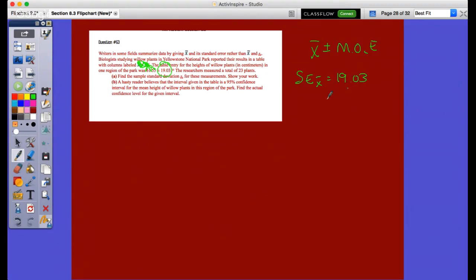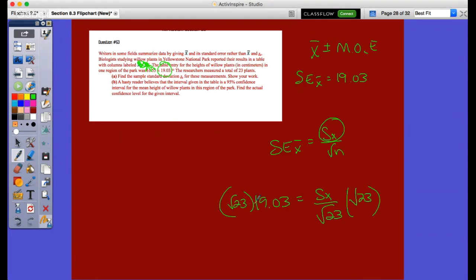And since that's the case, 19.03, we know that the standard error of X bar is equal to S of X over square root of N, right? The question is what is the standard deviation of the sample? Well, we know 19.03 equals S of X over the square root of 23 because it was given. So when I multiply by square root of 23 on either side, I get S of X by itself, which allows me to do 19.03 times the square root of 23. So this would be 91.26, just like that. So that would be the actual S of X, and then go from there.